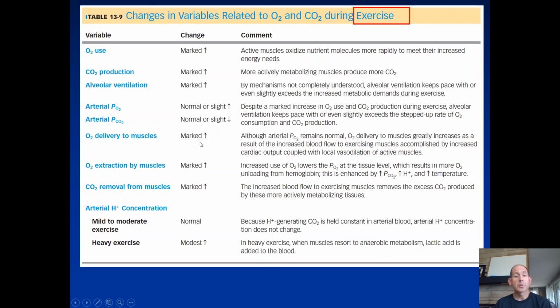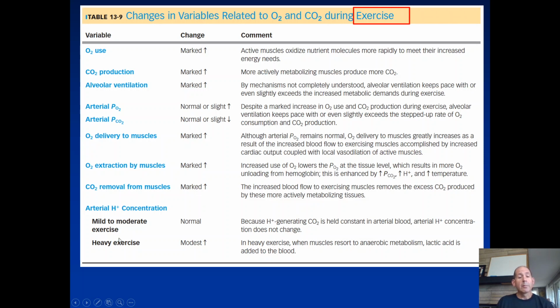Oxygen delivery to muscles will be enhanced through increased muscle blood flow. The muscles will extract more oxygen. As their PO2 drops, more oxygen will be dropped off according to the oxygen dissociation curve, and so more oxygen will be available to serve as the final electron acceptor in the electron transport chain. Because that oxygen use is coupled with the CO2 production at the cells, we also have a big increase in CO2 removal from the muscles.